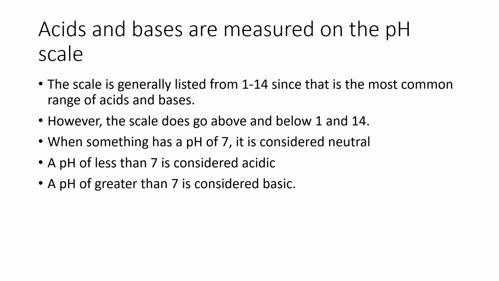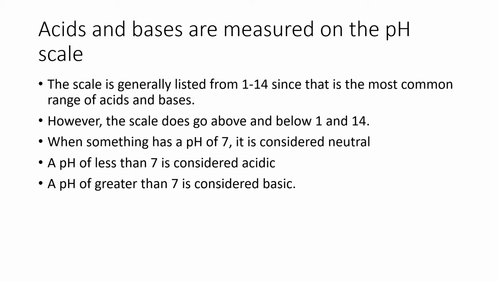However, there are really strong acids and really strong bases that can go below 1 on the pH scale or over 14 on the pH scale. We have three kind of categories that we put these in. When something has a pH of 7, or 6.5 to 7.5, we consider this neutral, which means that there's kind of an equal amount of hydrogen donors and hydrogen acceptors in the solution. Just like we've been talking about with the Bronsted-Lowry definition, where acids are proton donors and bases are proton acceptors.